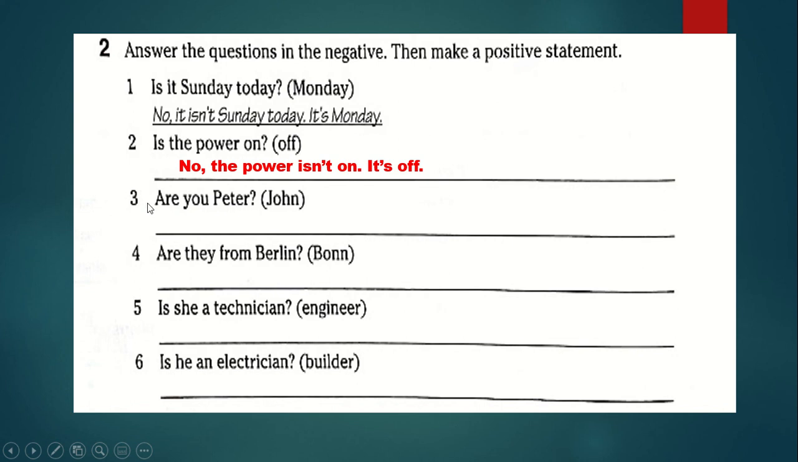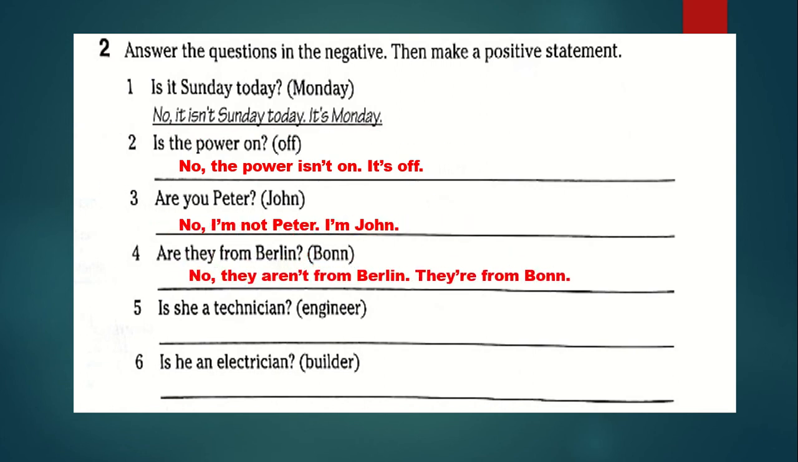Are you Peter? Excellent. No, I'm not Peter. I'm John. Number 4. Are they from Berlin? Very good. No, they aren't from Berlin. They're from Bonn. So we answer in the negative, بنجاوب بالنفي, then we make a correct sentence.